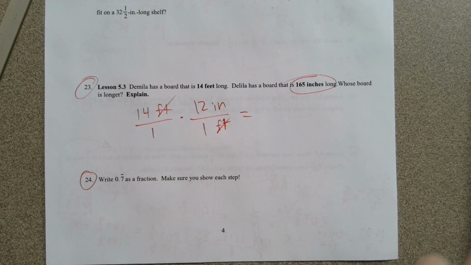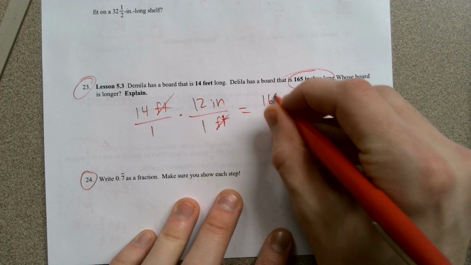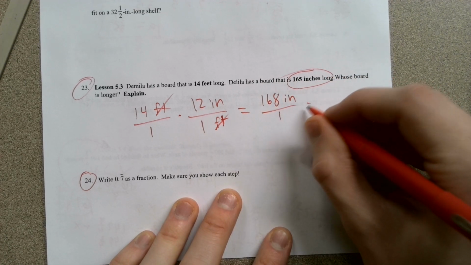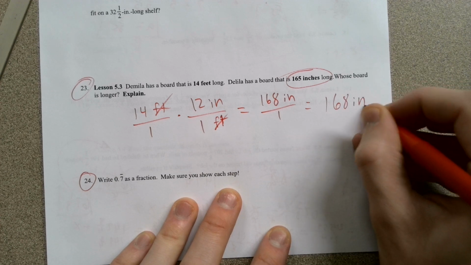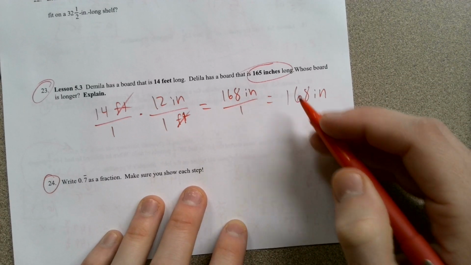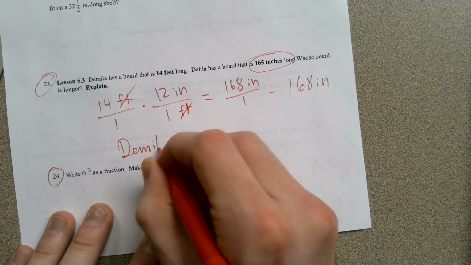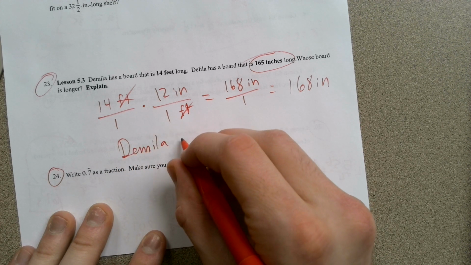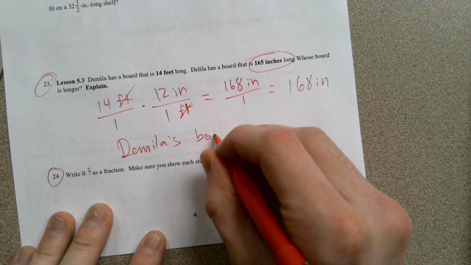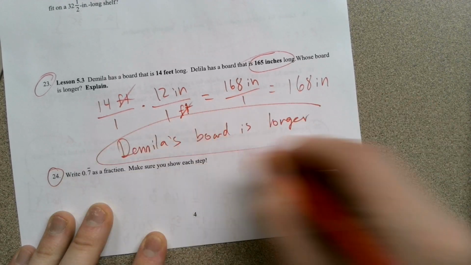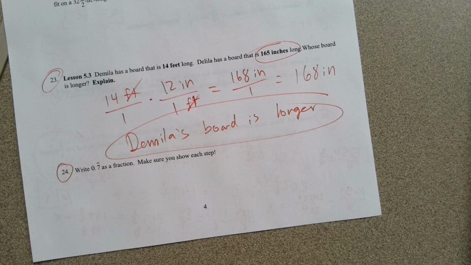And all we have to do here is multiply like a fraction. 14 times 12. We get 168 on top. Keep our inches up there. Over 1 equals 168 inches. All you got to do is compare the two. And you can see that Jamila's board is longer. Again, you're just finding those conversion factors, setting those up as fractions, and multiplying.